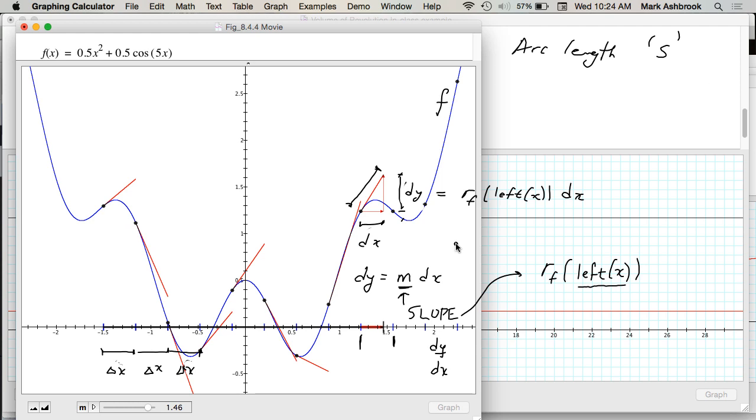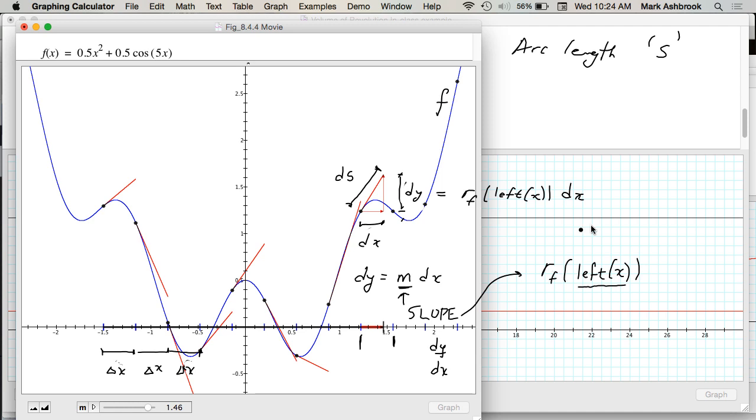So if S is going to be our symbol, or our function name, for arc length, then what would we call that length right there? We've got dx, a little change in x, the corresponding change in y, and a little bit of arc length would be ds. So we've got everything we need to figure out.